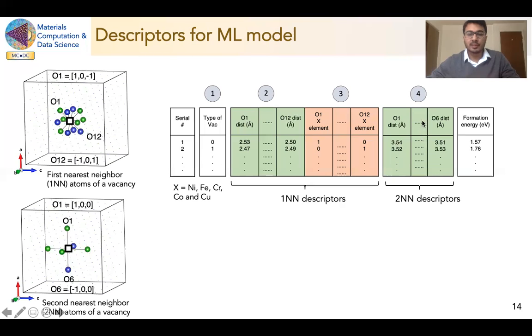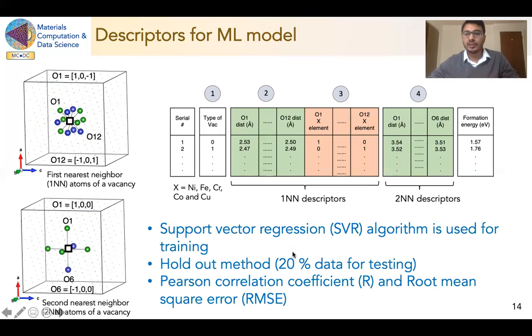And the fourth type of descriptor is for the second nearest neighbors, we are including just the distances between the vacancy and the atom sitting on that orientation. Again, here also, these descriptors are based on the perfect supercell, so that no extra calculations are required for the predictions of vacancy formation energy. Same strategy we used here also, the support vector regression algorithm is used, and the same statistical tools are used to evaluate the performance of the model.